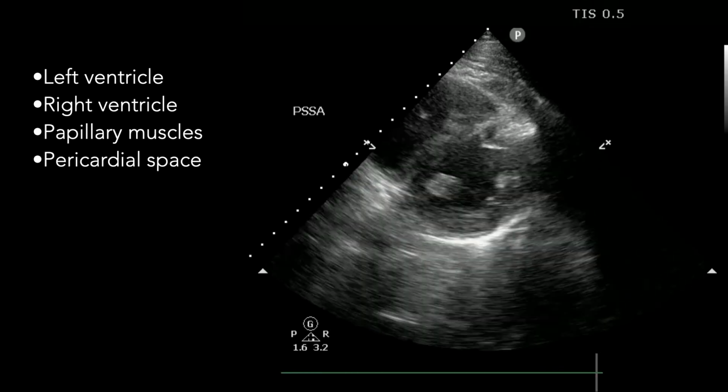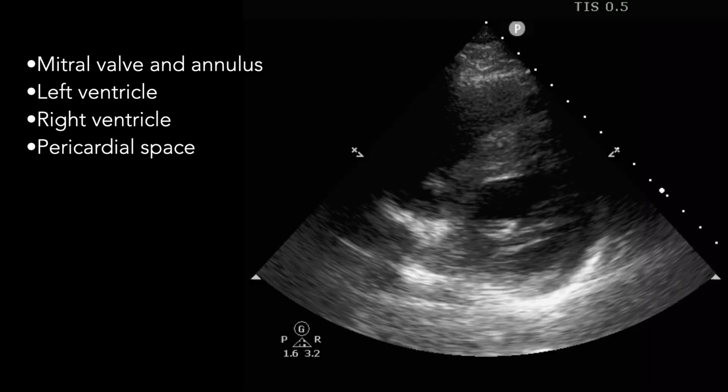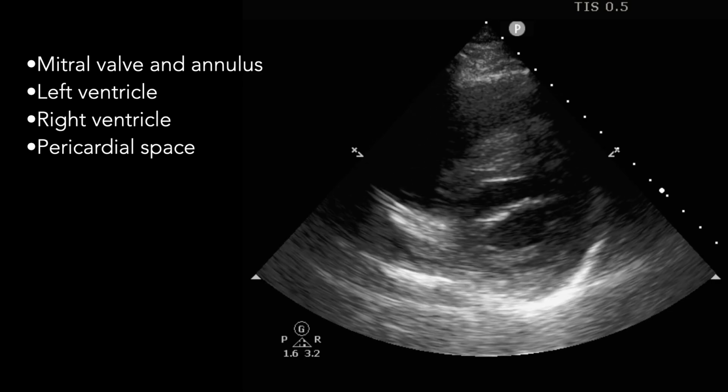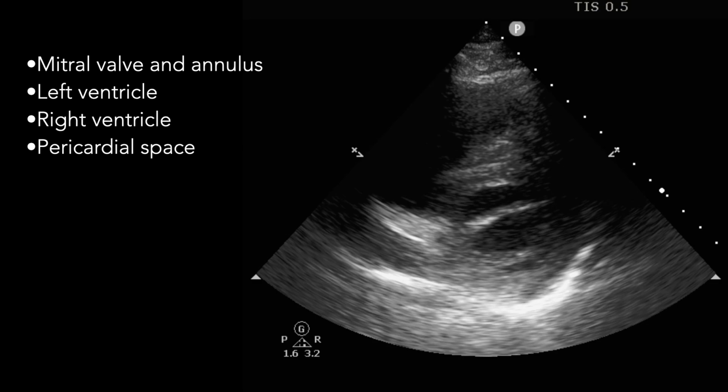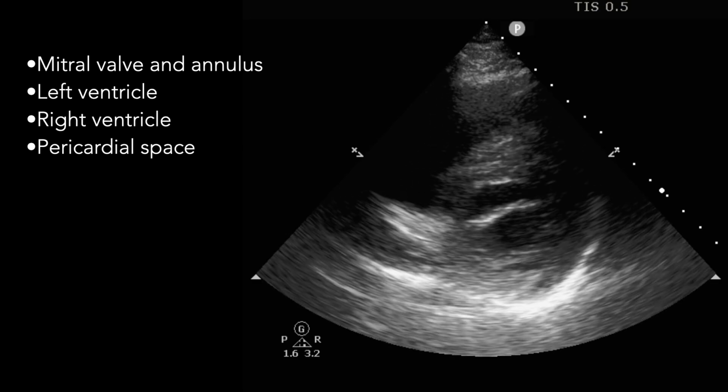You can see the papillary muscles, those two little globs on the left and right of the left ventricle. As we fan up a little further, angling north towards the base of the heart, you get into the mitral valve area. So it's a great view. Again, you have the left ventricle, but you see the mitral valve annulus and the mitral valve leaflets as they open, the bileaflet mitral valve.